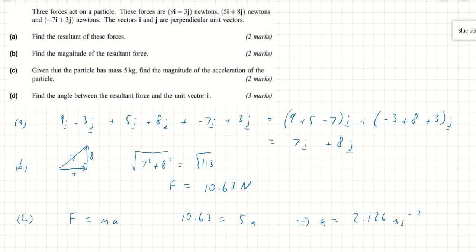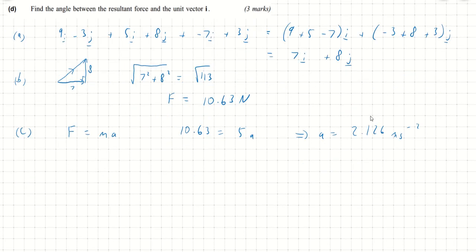Finally, find the angle between the resultant force and the vector i. Okay, well, again, we just go back to the triangle that I drew earlier. We have this triangle which is 7, 8, and remember the i direction is this direction, so the angle between the resultant force, which is the hypotenuse, and the i is this angle here that I've just labelled. So let's say that's theta.